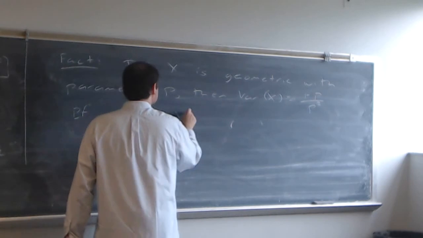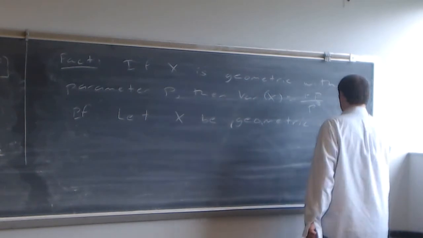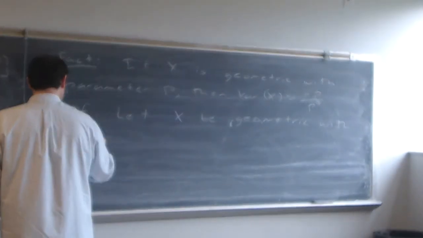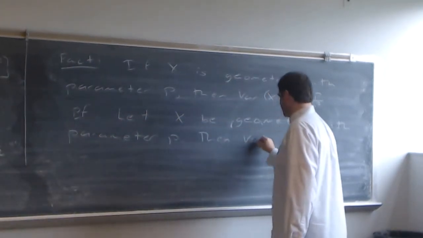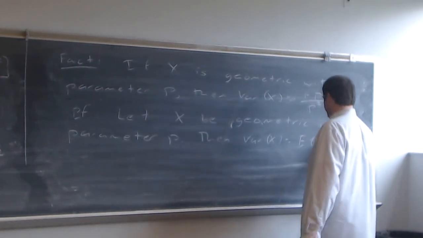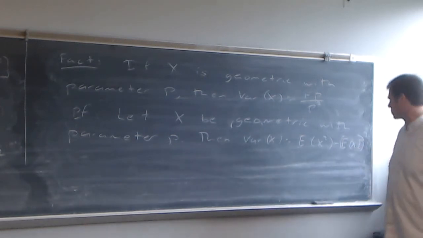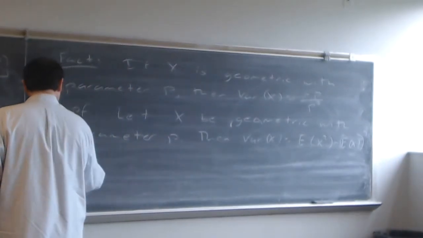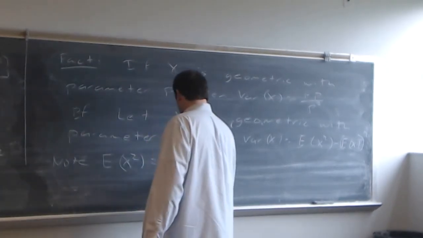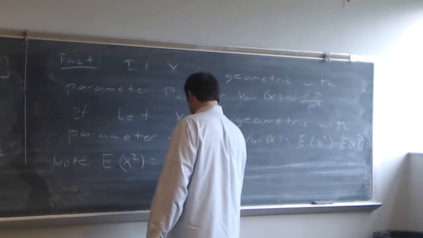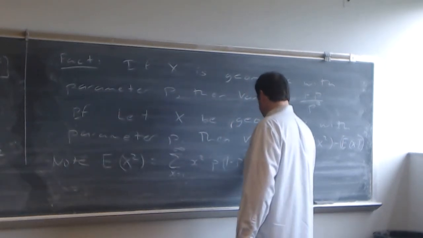So we're going to let X be geometric with parameter p. Then, as we know by formula, the variance of X is equal to the expected value of X squared minus the expected value of X, quantity squared. I already got that. That's 1 over p. Note, the expected value of X squared, let's work on that. That's the sum as x runs from 1 to infinity of x squared times p times (1 minus p) to the x minus 1.